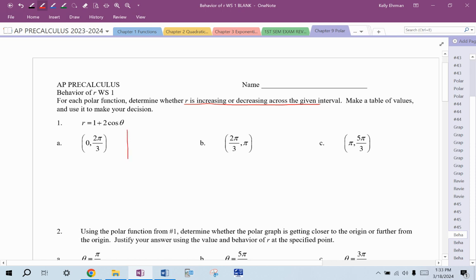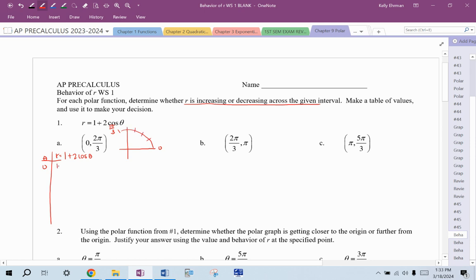So when I do this, because we're not really sketching graphs, it's a good idea to plug in all of the nice common angles that you have in case there is a place where the graph changes from increasing to decreasing or vice versa. So I'm going to plug in all of the common angles, including these endpoints. So we're plugging into r equals 1 plus 2 cosine theta. We're going to start with 0, but then we're also going to plug in all three common angles and pi over 2 at the top.